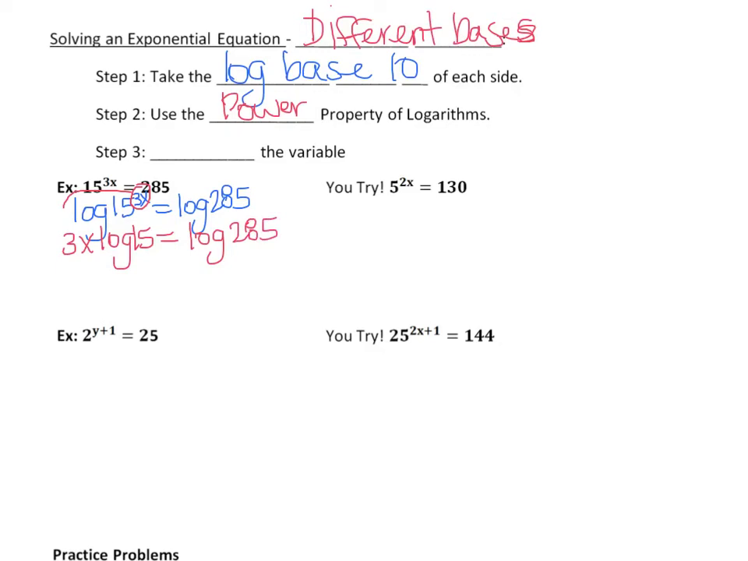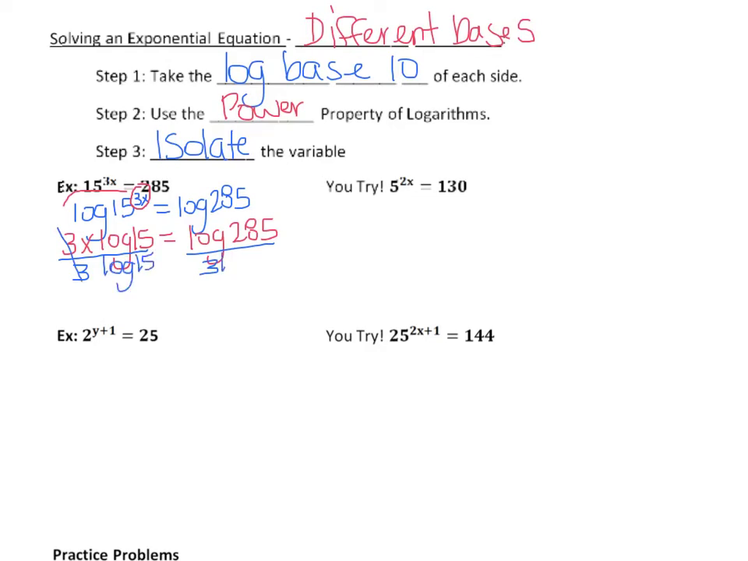Now to solve for x, which is our last step, is to isolate the variable. You have to look at x and realize that x is being multiplied by the 3 and it's being multiplied by the log of 15. So to undo multiplication, you're going to divide by 3 and divide by log of 15. So on each side, I'm going to divide by 3 because that'll cancel out the 3. And I'm going to divide by log of 15 because that'll cancel out the log of 15. And I'll be left with just x.